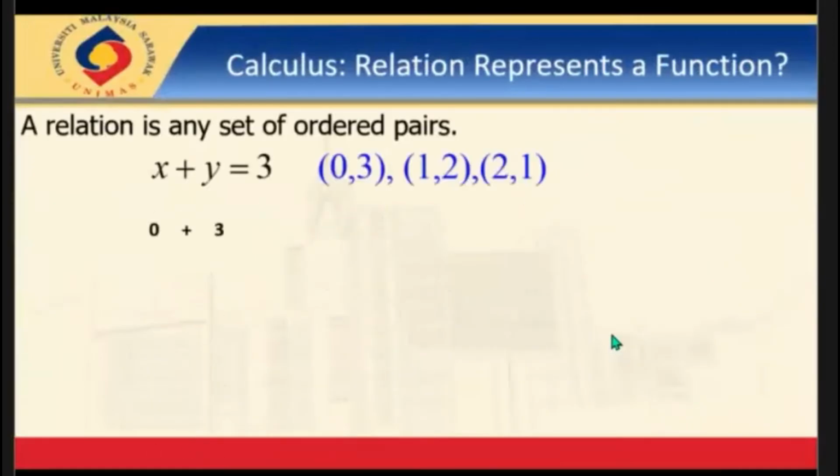Now you see the equation x plus y equal to 3. This is also called a relation. A relation is any set of ordered pairs. In this case, x plus y equal to 3, you can put 0 and 3, you can put 1 and 2, you can put 2 and 1, and so on. There are many possible values to satisfy this relation.